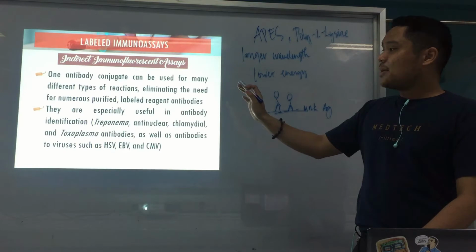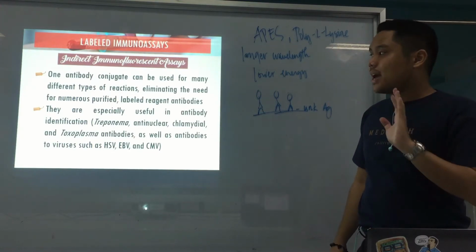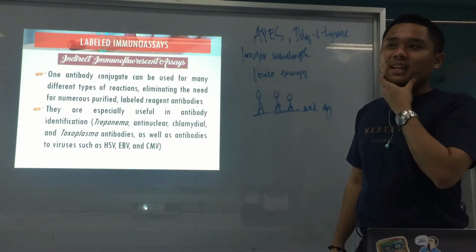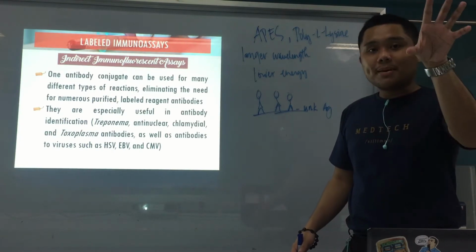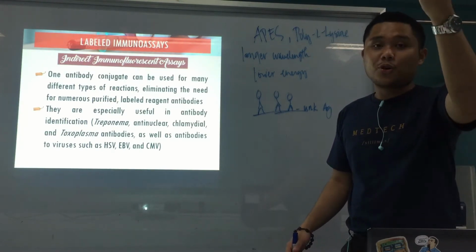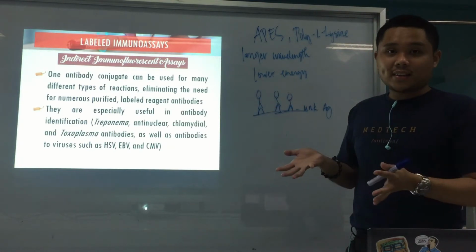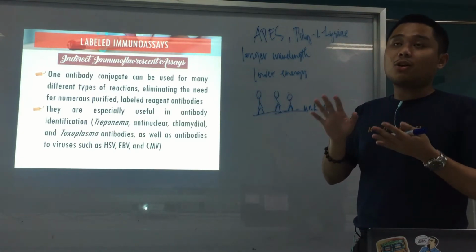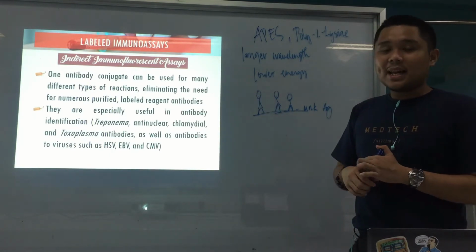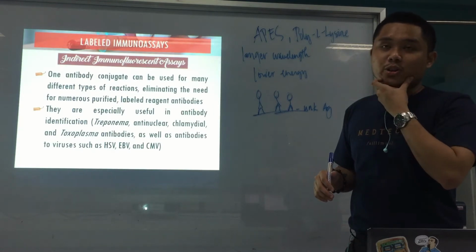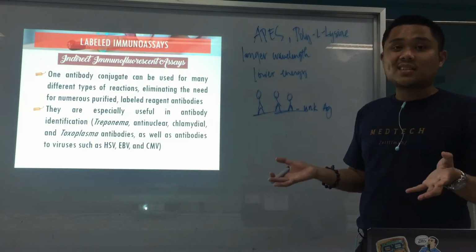One antibody conjugate, meaning your reagent, can be used for many types of reactions. That's why we don't need a lot of reagent antibodies, right? Because your labeled antibody reagent with a fluorochrome or fluorophore can be used for a lot of molecules. So it's more cost-effective, and you can save a lot. It eliminates the use of numerous different purified reagent antibodies. In a way, you could also be more sensitive.